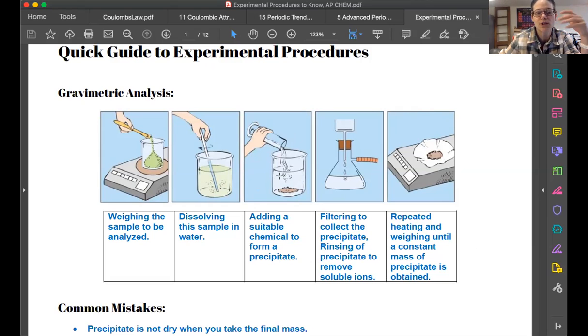So you can do it where you're mixing two different liquids, but you can also do it where you're dissolving a solid and then adding another liquid. So there's several different ways to do it, but essentially it's all filter a solid precipitate, rinse it, dry it, weigh it.